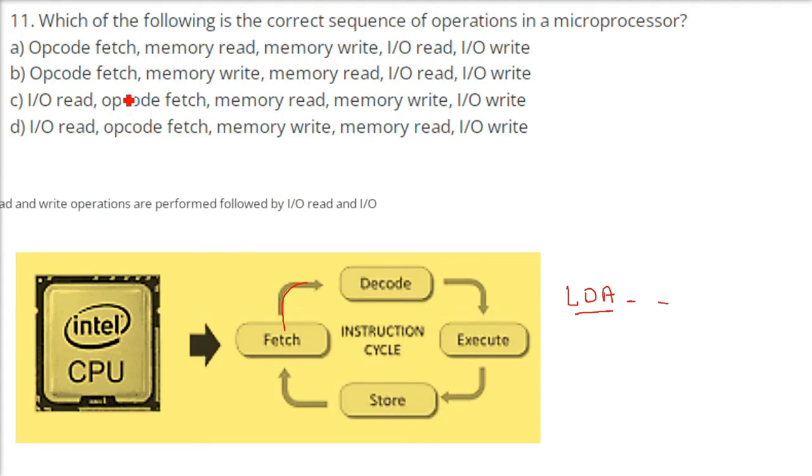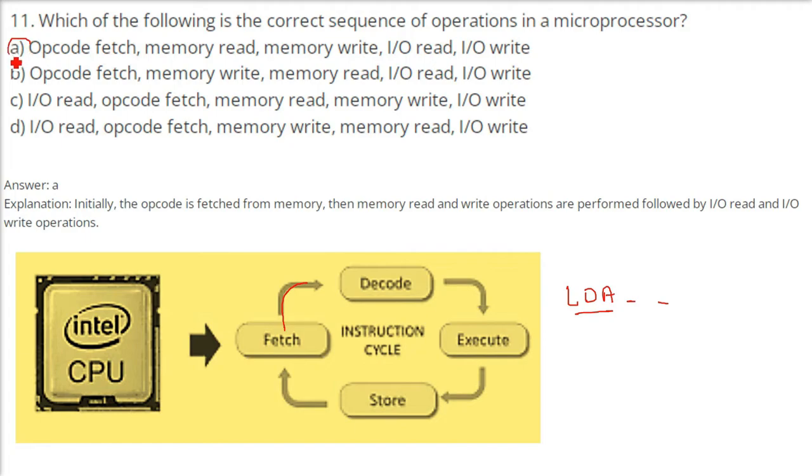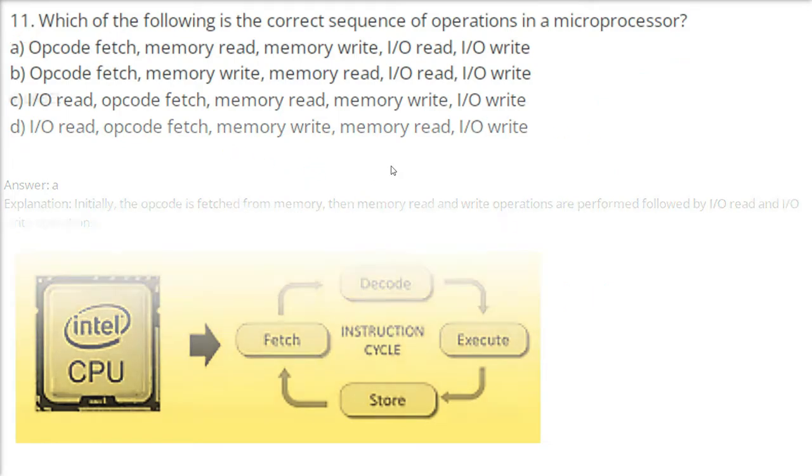So what is the correct sequence of operations? First of all, the first thing is the opcode, then the operand comes. So opcode fetch will be done. Then the memory read and memory write will be done. And then the input output read and input output write will be done. So this is the correct sequence of operations in a microprocessor.